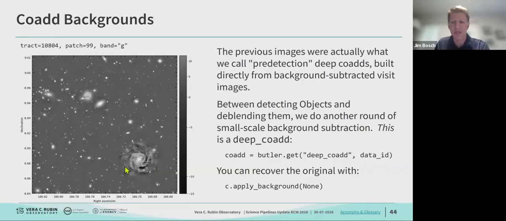So if you prefer the big things, you can load the coadd like this, and you can say, remove that final background that will be subtracted from the coadds. But you might want to do even more than that, and this gets back to the pretty coadds that Yusra mentioned earlier. If you could go to the next slide.